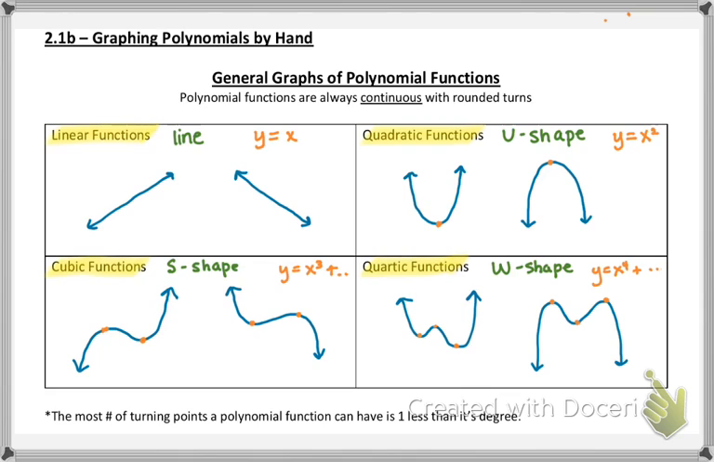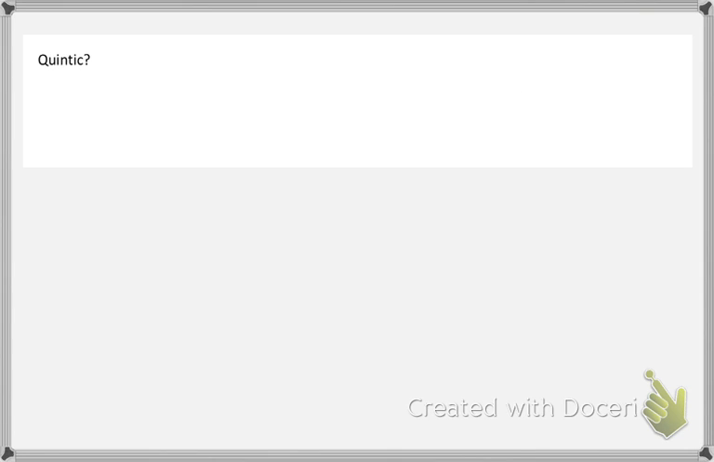All odd degree polynomials have opposite end behaviors. One side points down and one side points up. And all even degree polynomials have the same end behavior. They either both point up or they both point down. So without showing you what it looks like, can you guess what a quintic function would look like?